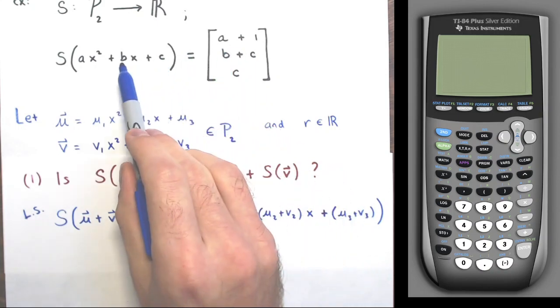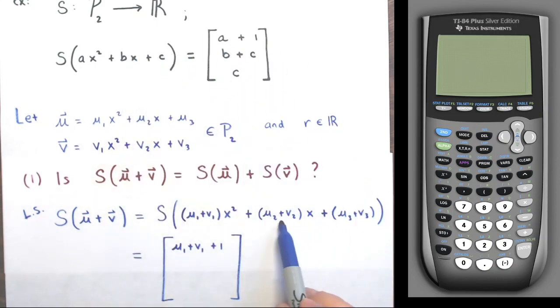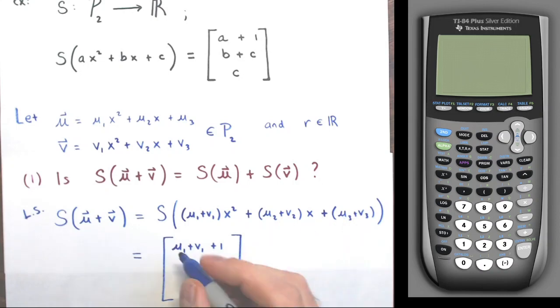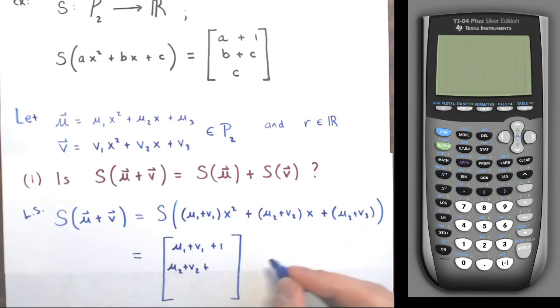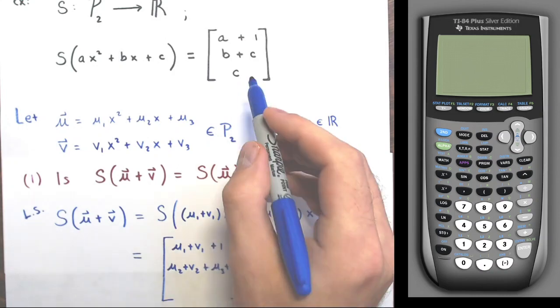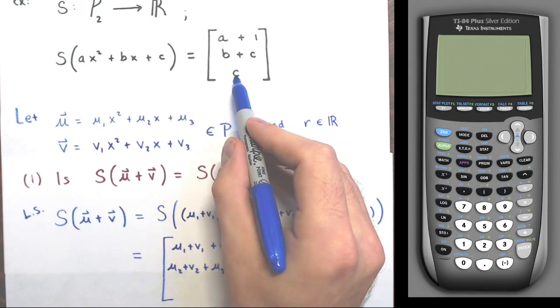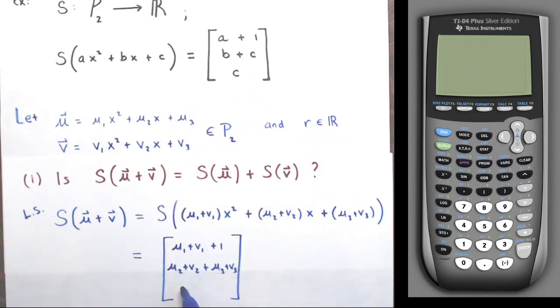All right. The second component of the output was b plus c, that's the coefficient of x plus the constant, so u2 plus v2 plus u3 plus v3. And if you want to put parentheses around these things, that's fine, but really there's no need for them here because there's nothing to distribute. And the final component of the output was c, that was just a constant term, so u3 plus v3. Okay, so that's what I'm getting with the expression on the left.